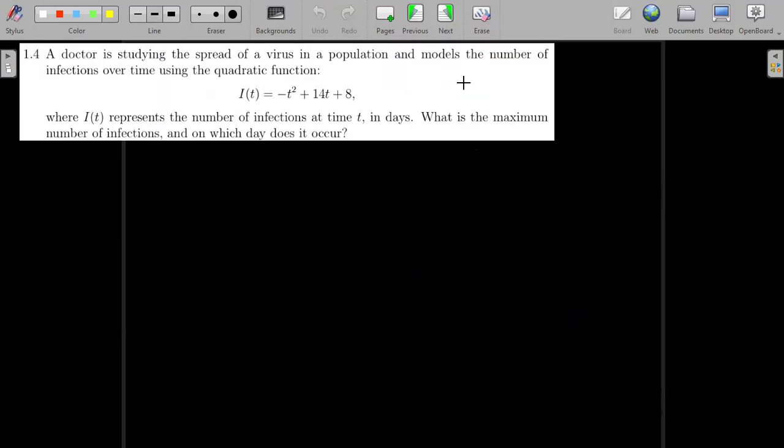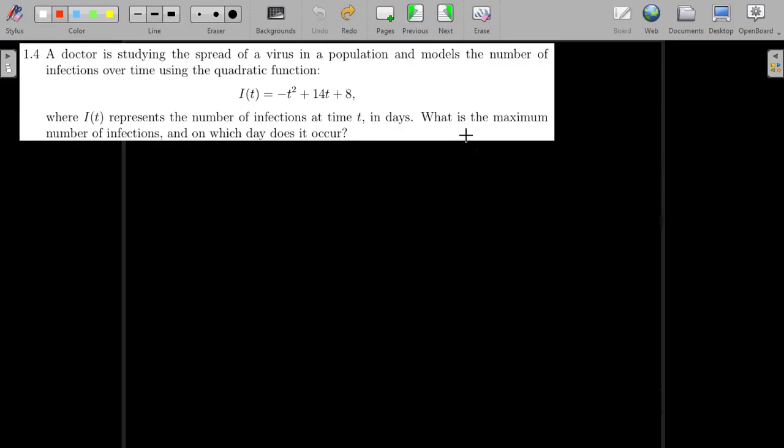Let's look at question 4. Question 4, they're saying a doctor is studying the spread of a virus in a population and models the number of infections over time using this quadratic equation here. They're saying I(t) represents the number of infections at time t in days. What is the maximum number of infections and on which day does it occur?